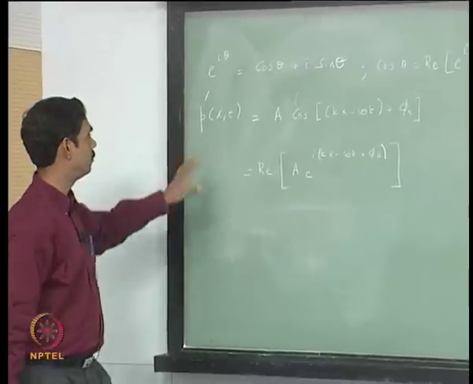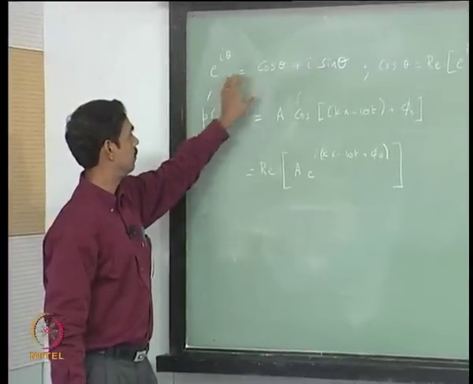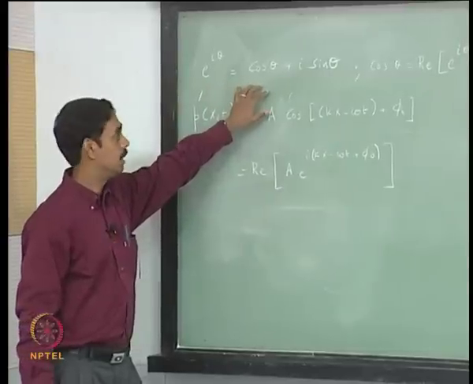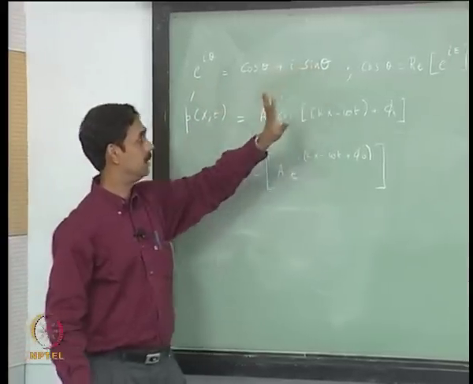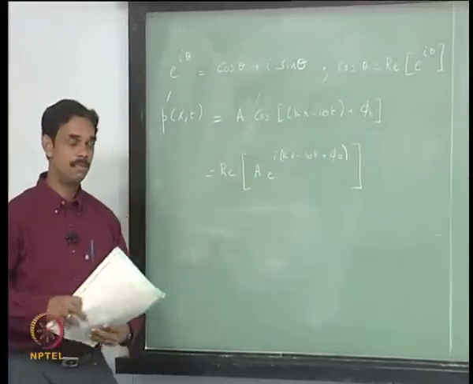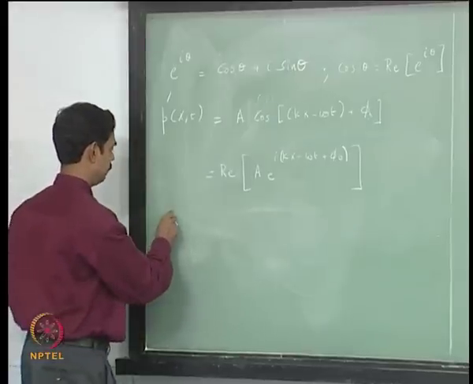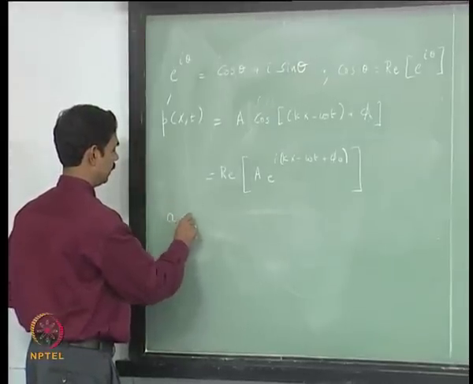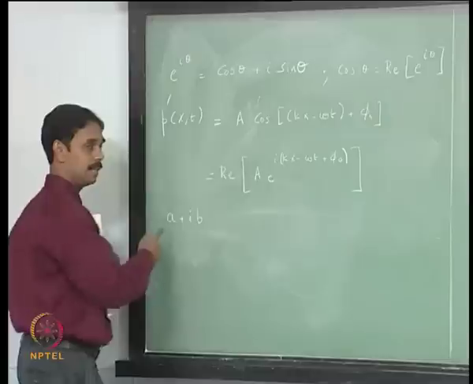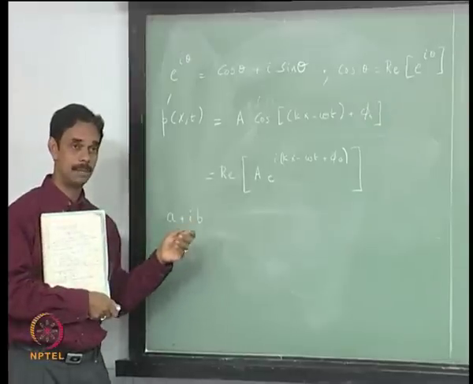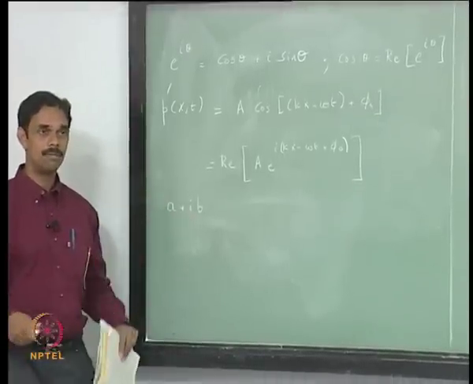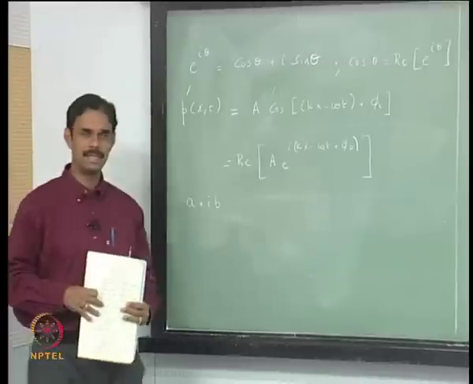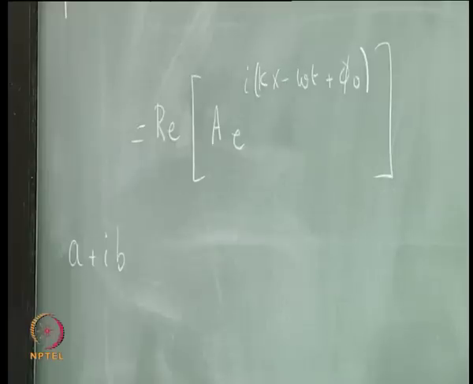Now when you use the term complex number, we say that cos theta is there plus i times sin theta, and we say i is an imaginary number. For example, if you have a number a plus ib, we call a the real part and we say ib is the imaginary part. But I want to emphasize that there is nothing imaginary about imaginary numbers, it is just bad nomenclature.